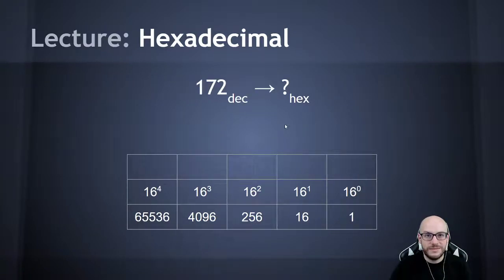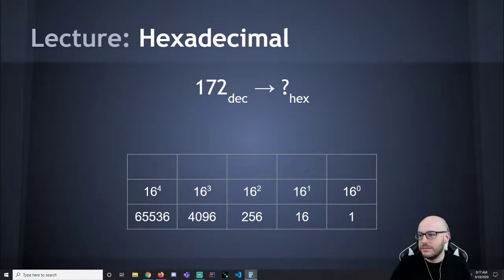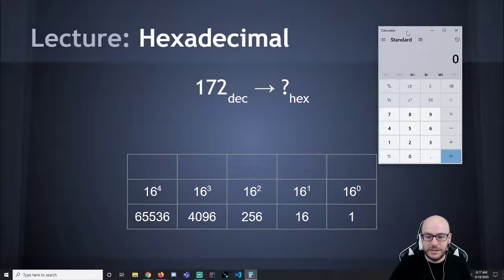So, with what you know, let's try to take 172 in decimal and convert it to hexadecimal. Just like with binary, what I'm going to do is look across here and find the largest value that I can fit into 172. In this case, it's 16. I don't know how many that is. We could pop up a calculator. Let's do that. I want to know how many times 16 goes into 172. That's going to be 10. So I'm going to put 10 here.